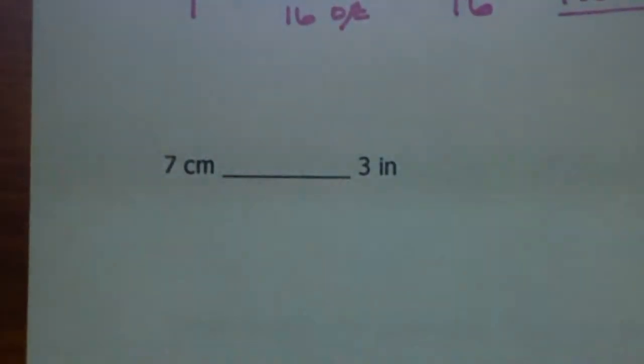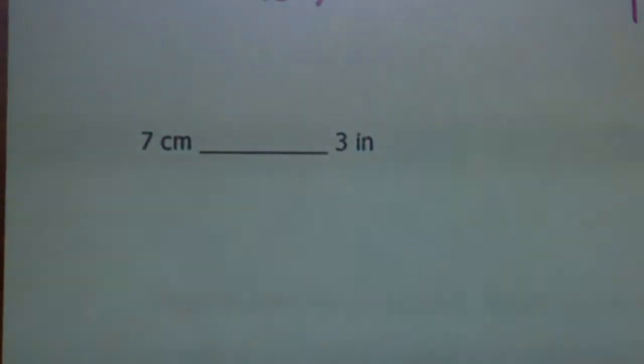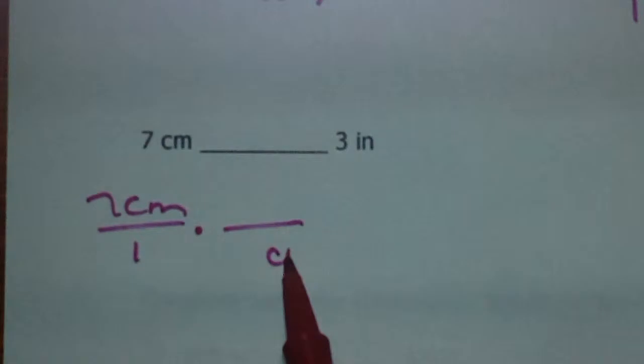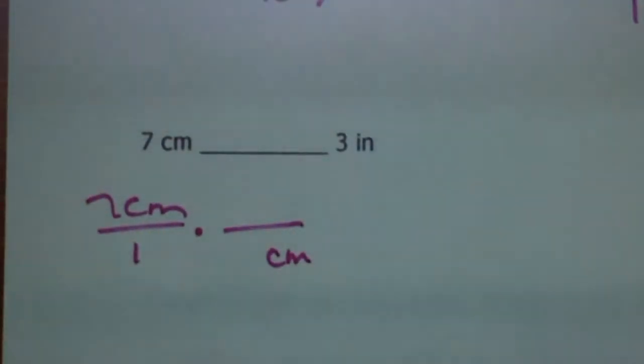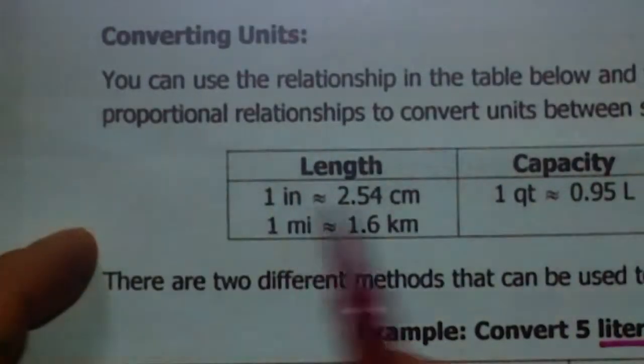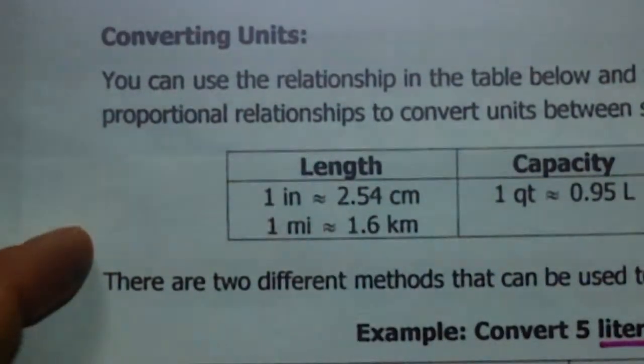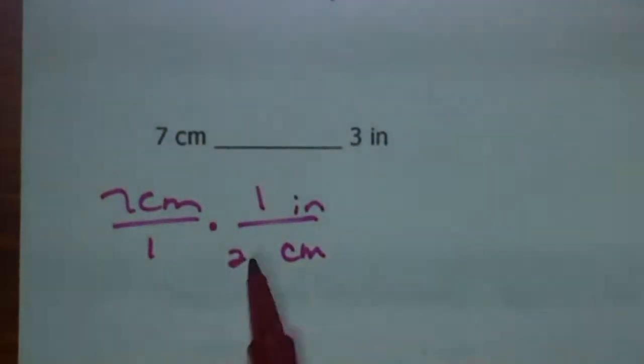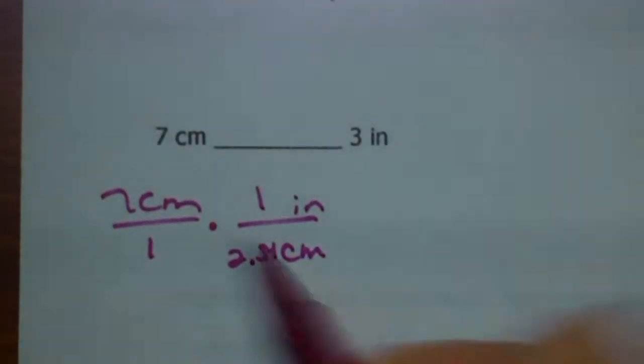Alright, next one. I have 7 centimeters compared to 3 inches. And we want to know which one is more. Well, we need to either turn the centimeters into inches or the inches into centimeters. I'm just going to go with centimeters into inches. Why not? So 7 centimeters. I want to get rid of the centimeters. And I do have a conversion from inches to centimeters that we were given. So 1 inch is 2.54 centimeters. So I'm going to put inches up here. 1 inch is 2.54 centimeters.